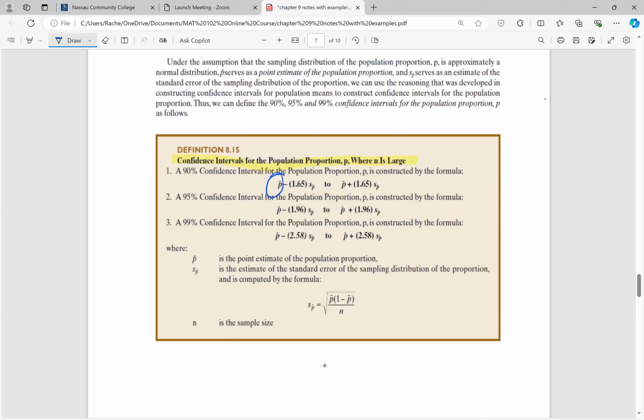We take the point estimate, which now is P hat, and we subtract and add the z-score multiplied by the standard error, which is the square root of P hat times 1 minus P hat over n. The z-score is already done for you. For a 90% confidence interval, the z-score is always 1.65. For a 95% confidence interval for the proportion, the z-score we use is 1.96. And for a 99% confidence interval for P, we use a z-score of 2.58.